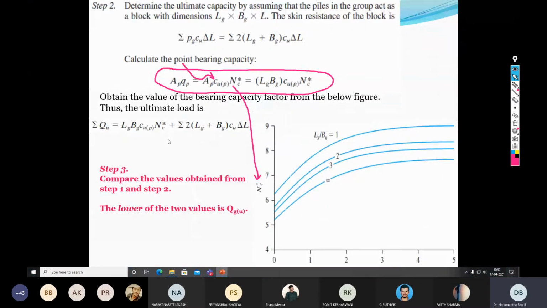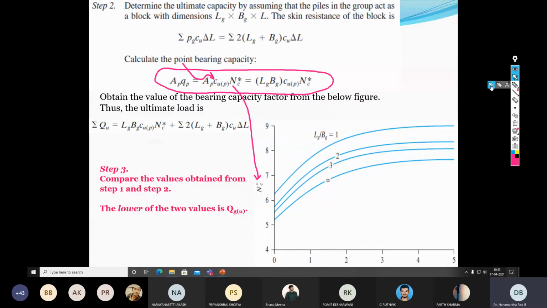And how do you determine the skin friction? So this is point by this. Now if you put summation of QP plus QS, the pile capacity of a group as a block is nothing but LG BG CU into NC star, plus summation of 2 times of LG plus BG into CU plus delta L.